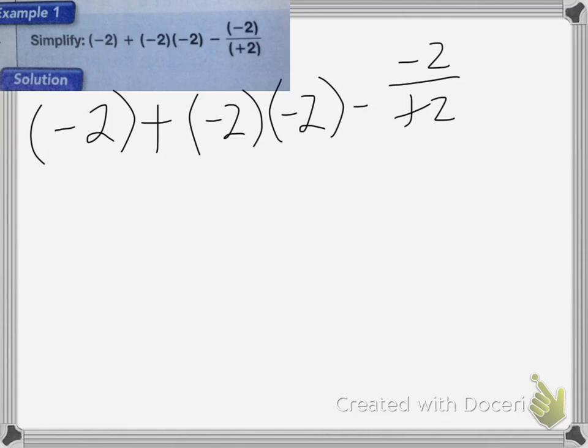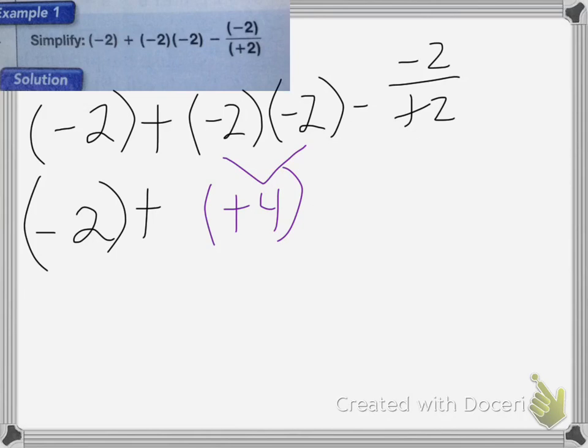This first negative 2 is going to stay the same. My addition sign stays. So I'm going to multiply negative 2 times negative 2, which is equal to a positive 4, because remember, when you multiply two negatives, it equals a positive. Minus, the minus sign comes down. And then I have a negative 2 divided by a positive 2. When the signs are different, the answer is going to be negative. So we're going to end up with a negative 1.